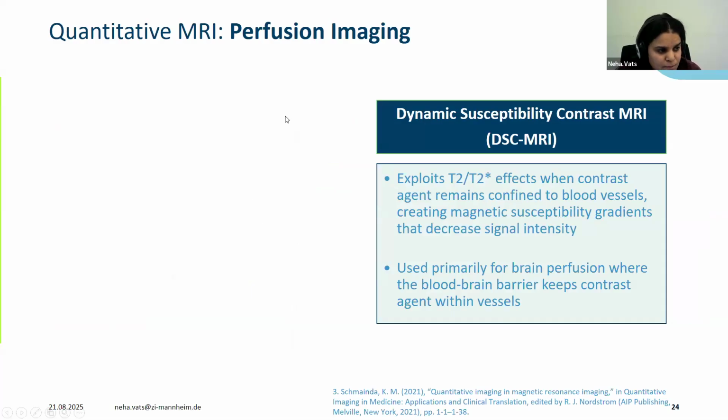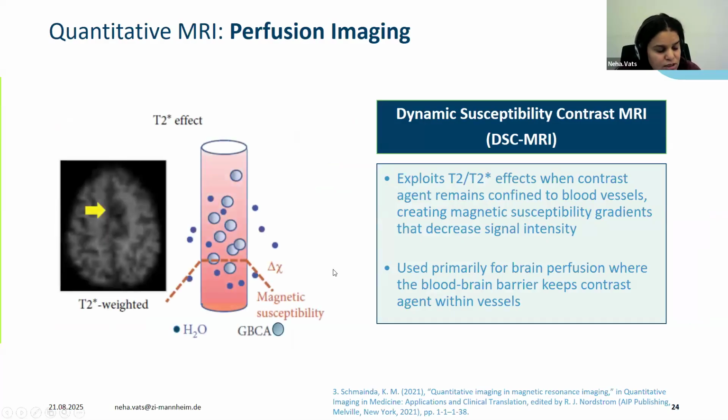Now, second perfusion imaging is a dynamic susceptibility contrast MRI, DSC MRI. It explores the T2 and T2 star effects. That is when the contrast agent, you can see these bigger circles, the contrast agent, they are confined to the blood vessels. That creates a magnetic susceptibility gradient that decreases the signal intensity in the T2 star weighted image.